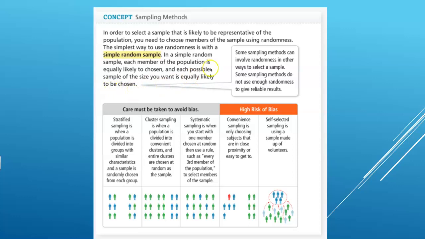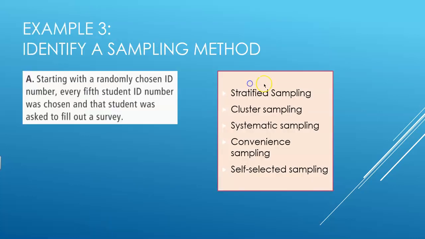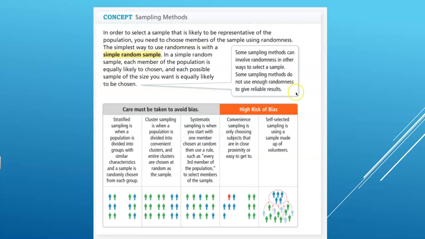So sampling methods can involve randomness and other ways to select a sample. Some sampling methods do not use enough randomness to give reliable results. So we're going to look at these 5 methods here, and I love the pictures down here. It kind of gives us a bigger picture of what's going on. We want to be always careful when we pick our sample method to avoid bias.